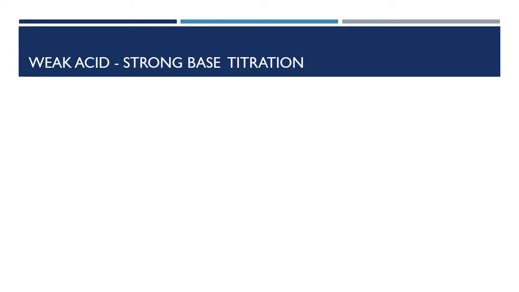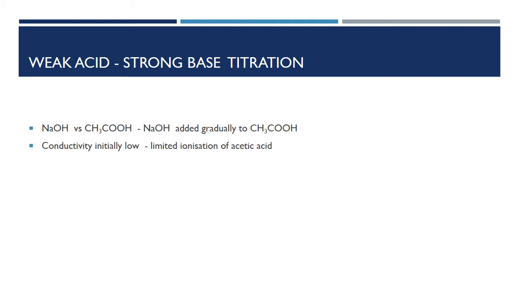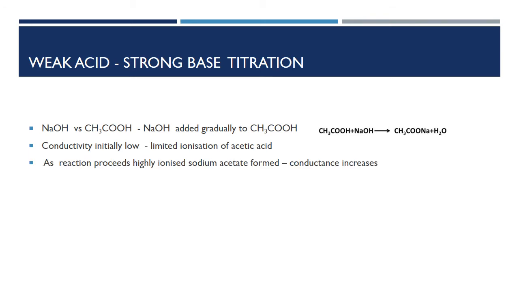In the case of weak acid, strong base titration, for example, the titration of sodium hydroxide against acetic acid, NaOH is added gradually to acetic acid taken in a beaker. Acetic acid, being a weak acid, undergoes only limited ionization. As a result, conductivity of the solution is initially low. On addition of NaOH, the reaction proceeds to form sodium acetate and water. Sodium acetate is highly ionized and dissociates to form Na+ and acetate ions, and conductivity gradually increases.